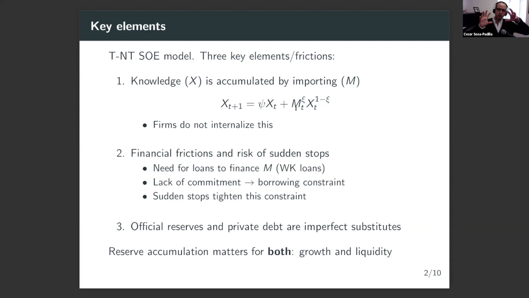The other point that's also important, and also mentioned in the paper, is that official reserves and private debt are imperfect substitutes. If they were perfect substitutes, then the private sector would probably undo what the public sector does. So what the model and the authors show is that reserve accumulation by the government matters for growth, which is highlighted in point one, and matters for liquidity, which is more related to point two. Luca first talked about the knowledge part, and I'll do the opposite timing: first I want to talk about the crisis part.